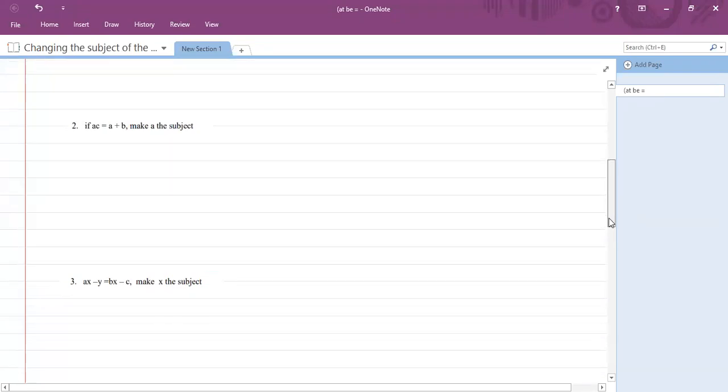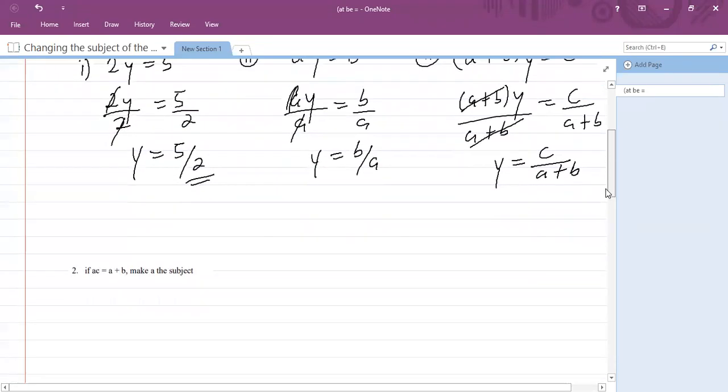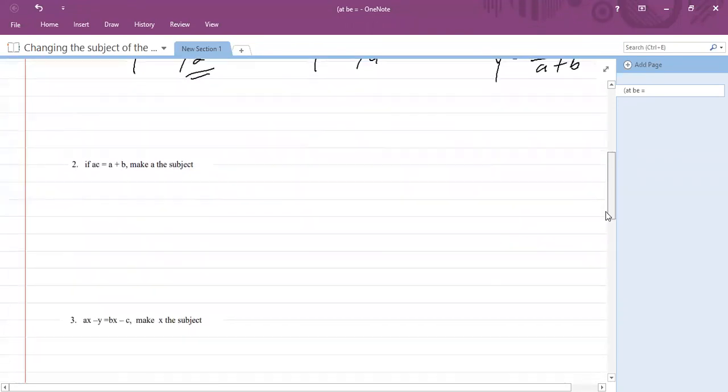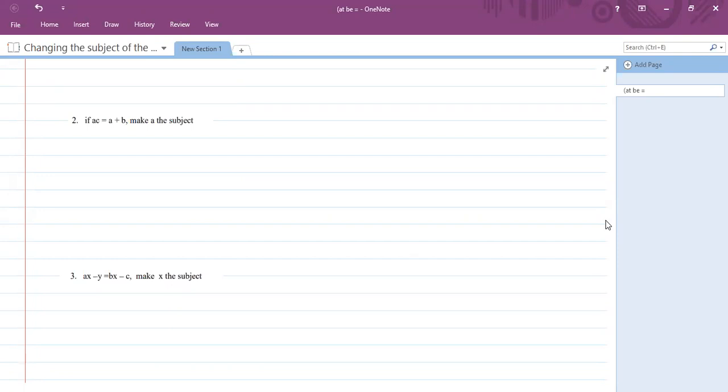So I'm looking at question 2 now, right? We did question 1 and now we are looking at question 2. Look at question 2 carefully for me. How many A's do I have? 2. Yes, 2. One on the left-hand side, the other one on the right-hand side.